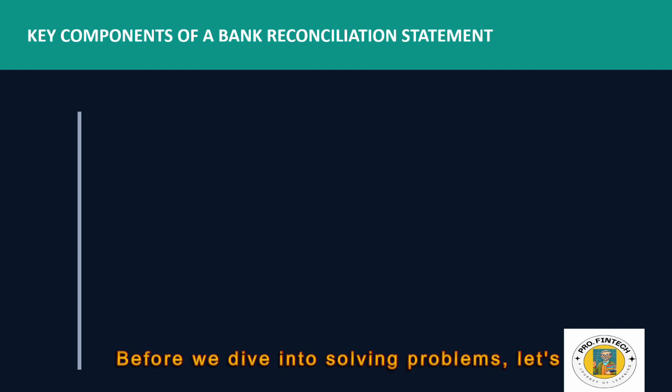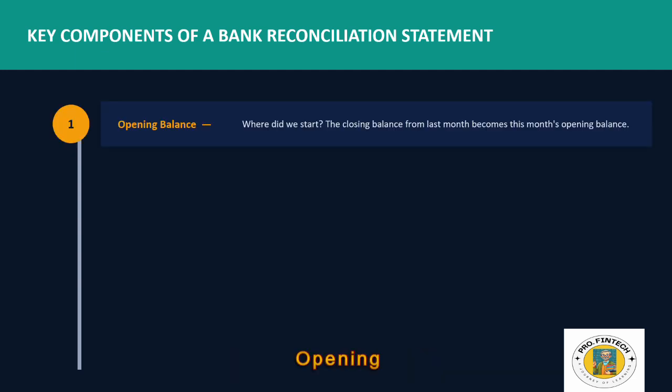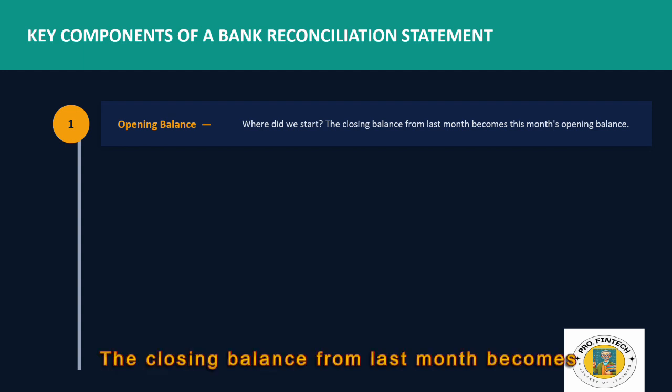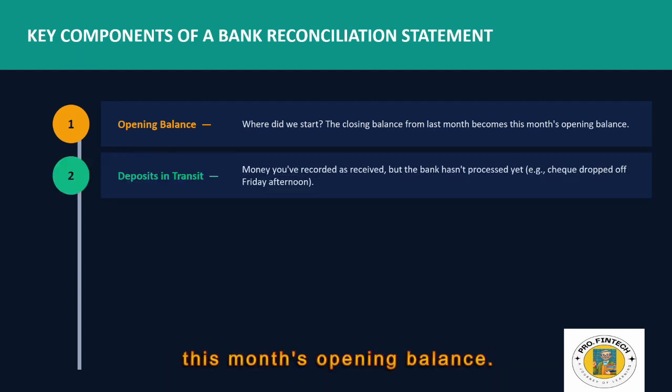Before we dive into solving problems, let's understand what's in a bank reconciliation statement. Think of it like the ingredients you need before you start cooking. First component is opening balance. This is simply where you start. The closing balance from last month becomes this month's opening balance. Straightforward.